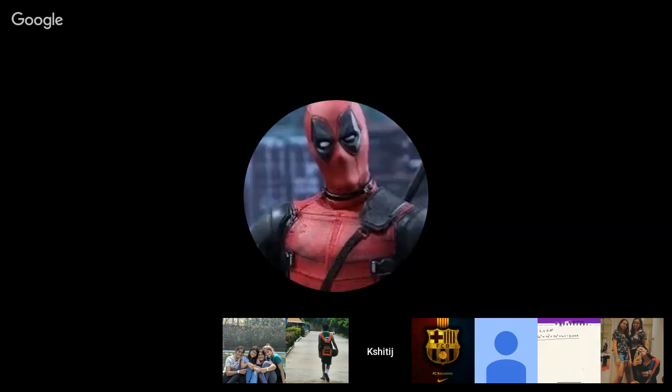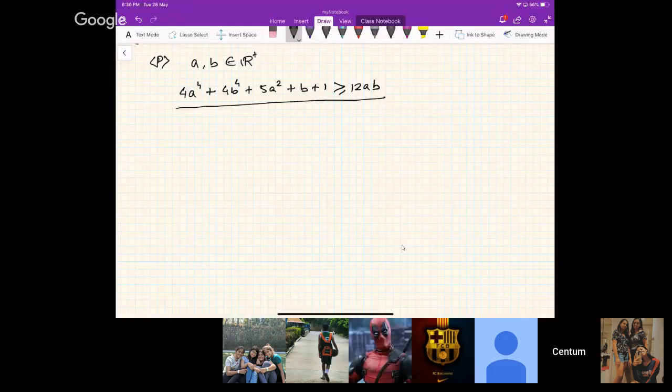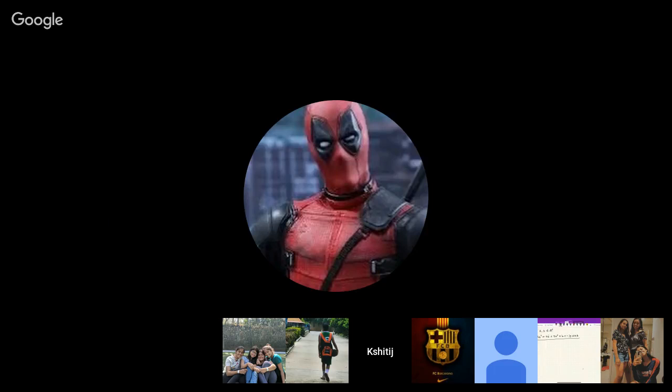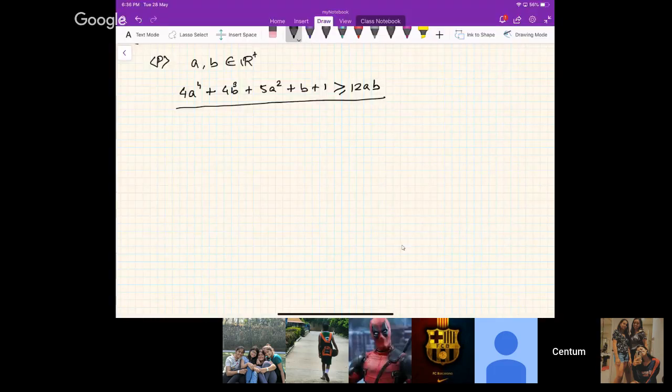Sir, is it 4a cube or 4a to the power 4? A to the power 4, and then I'm sorry, this is b cube. Did I give this question to you? No, I'm just asking because then it kind of makes sense. I thought it was 4a cube. No. 4a to the power 4 plus 4b cube plus 5a square plus b plus 1. There's a pattern if you notice.